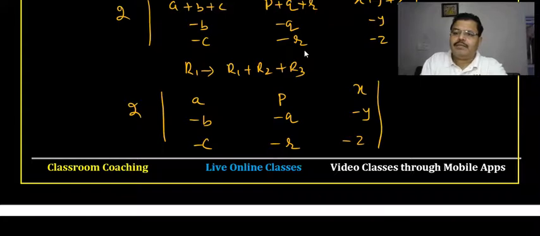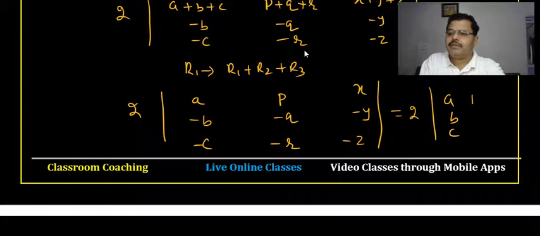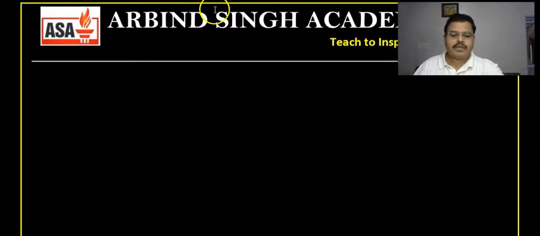If I take minus 1 common from R2 and minus 1 common from R3, then 2 minus 1 come outside, which will be plus 1. And what is left? A, B, C, P, Q, R, and X, Y, Z. That you have to prove. So this is the proof. Right? This is the answer. So hopefully you got this.